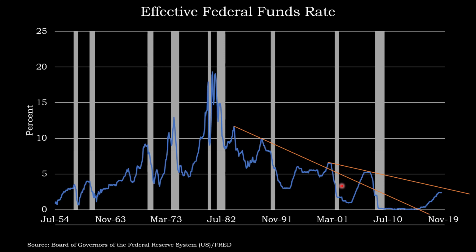Now, because it moves markets, we have to pay attention to this. If we're looking at this graph, just so we're all on the same page, these vertical gray lines are recessions that are determined by the National Bureau of Economic Research. Clearly, the thickness of these lines is indicative of the duration.